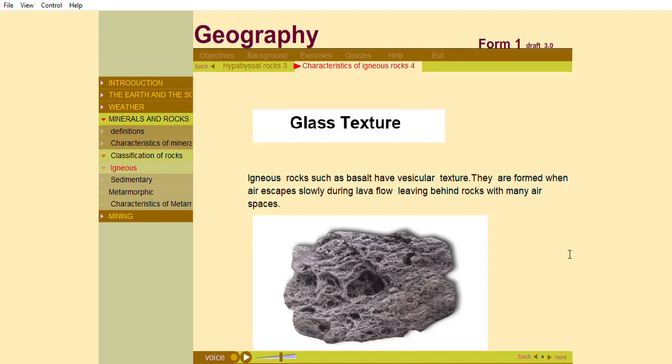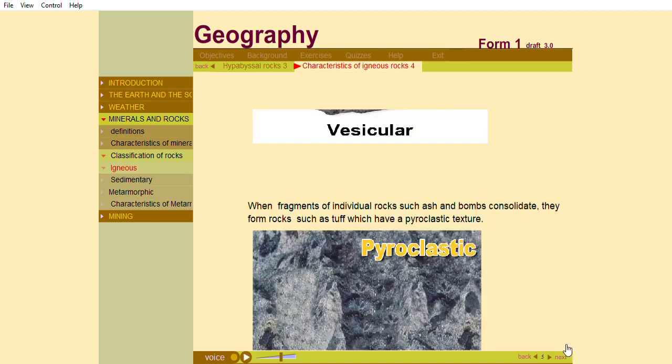Rocks with vesicular texture are formed when air escapes slowly during lava flow, leaving behind rocks with many air spaces. When fragments of individual rocks consolidate, they form rocks with pyroclastic texture. That means they have particles of various sizes.